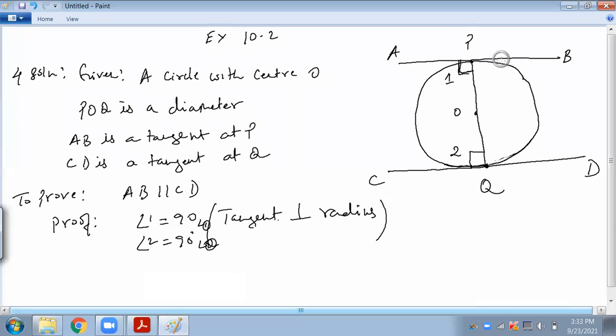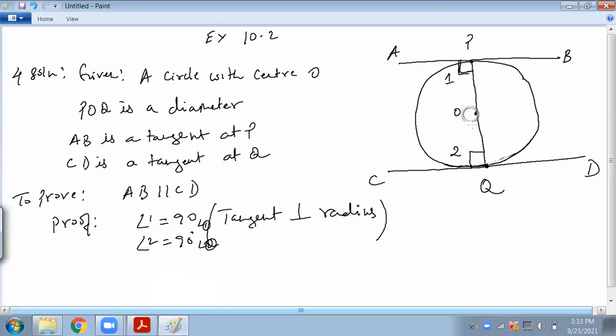Okay, now we have to show AB and CD parallel. To show AB and CD parallel, angles 1 and 2 are co-interior angles. If you can show the sum of the co-interior angles equal to 180, then the lines will be parallel. Lines AB and CD will be parallel.